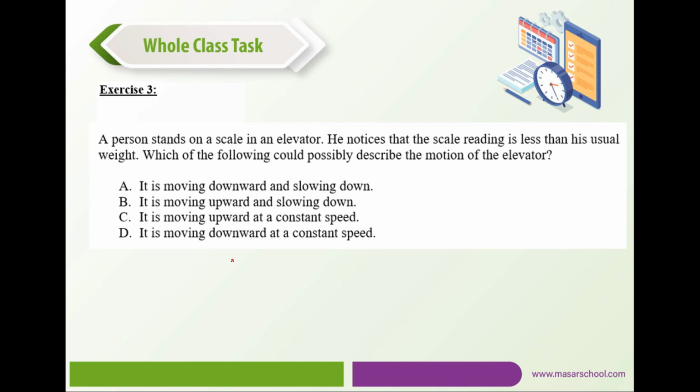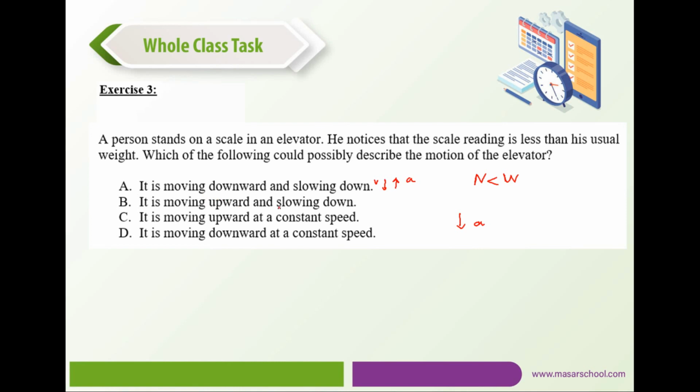A person stands on a scale in an elevator. He notices that the scale reading is less than his usual weight. Which of the following could possibly describe the motion of the elevator? So N is less than the weight. Alright, so the acceleration is down. It is moving downward and slowing down. If it's moving downward, then velocity is down. Slowing down means acceleration is up, and this is wrong.